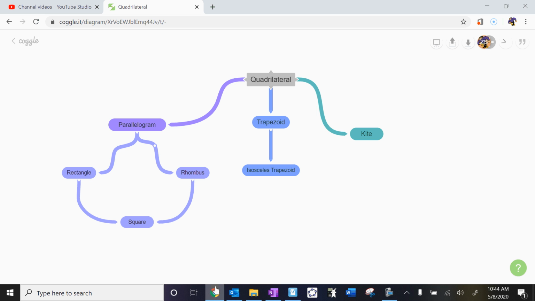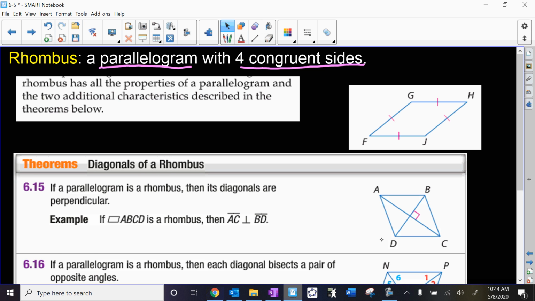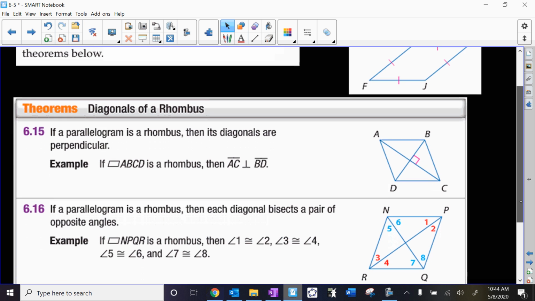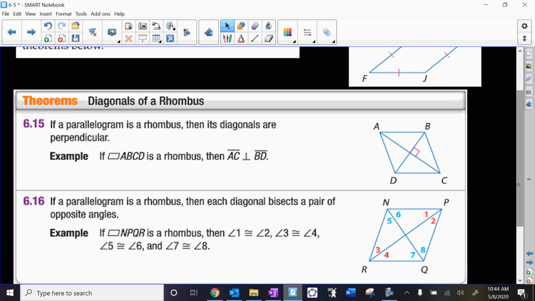I'm not going to fit it underneath of a rectangle, though, because we don't know that the diagonals are actually congruent in this case. We do know that we have all 4 congruent sides. So going back, there are some other important properties that you will need to know as well. So 4 congruent sides is one property.